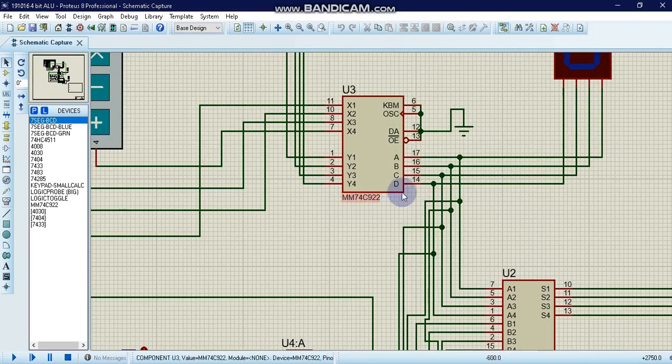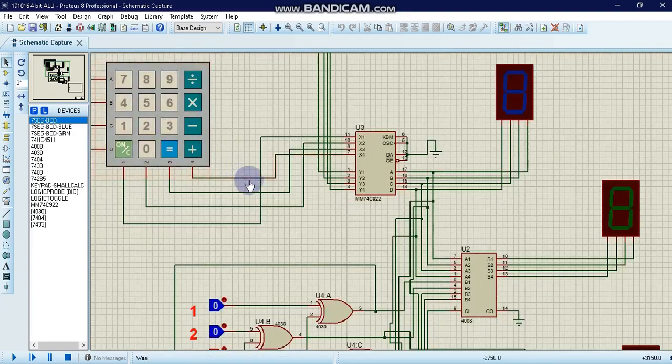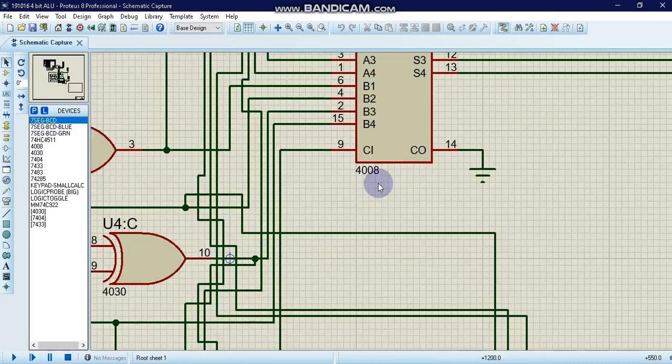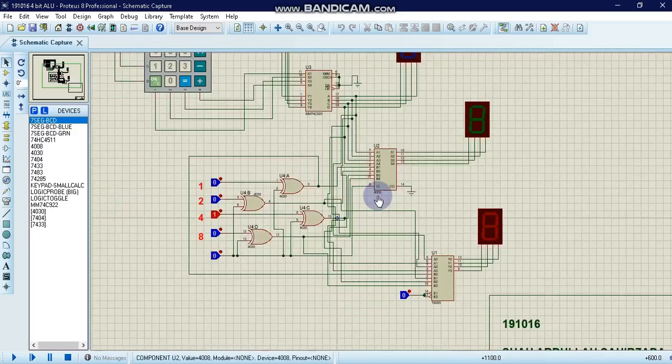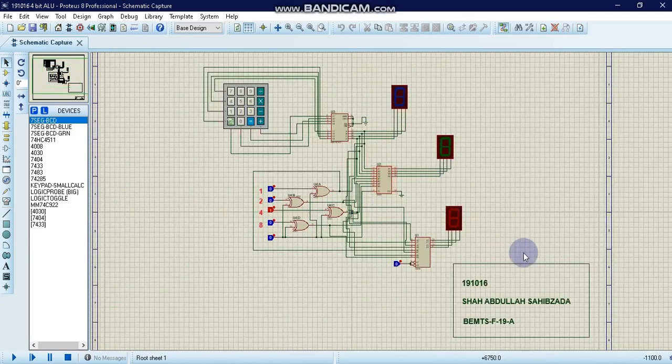MM74C922, and this IC is used for the working of this keypad, and 4008 IC, this IC is used for 4-bit binary addition and subtraction. 3 LED 7 segment displays are used. The top one with the blue color shows us the input of this keypad, and the bottom two are for the outputs of addition, subtraction and the multiplication.